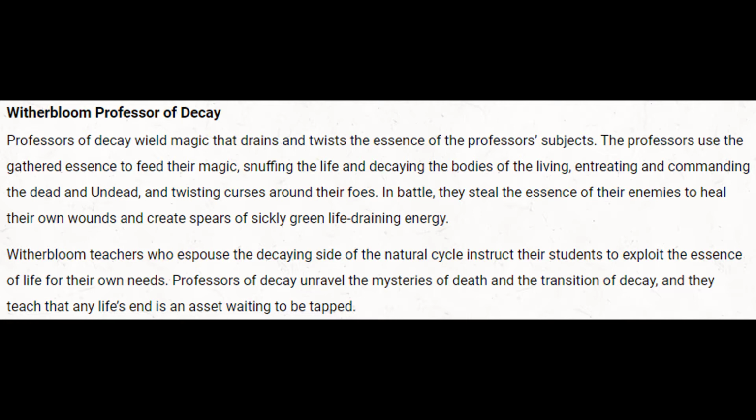In battle, they steal the essence of their enemies to heal their own wounds and create spears of sickly green life-draining energy. Witherbloom teachers who espouse the decaying side of the natural cycle instruct their students to exploit the essence of life for their own needs. Professors of Decay unravel the mysteries of death and the transition of decay, and they teach that any life's end is an asset waiting to be tapped.